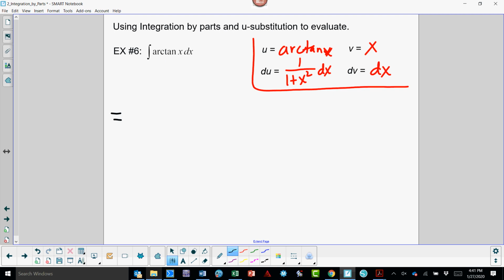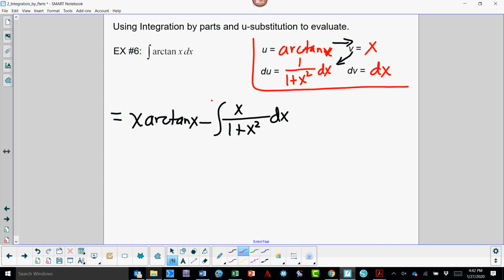Now I'm going to do my process. So it's going to be uv minus the integral of v du. So it's going to be x arctangent of x minus integral of x over 1 plus x squared dx. Okay, so if I multiply x times 1 over 1 plus x squared, I'm going to get x over 1 plus x squared.